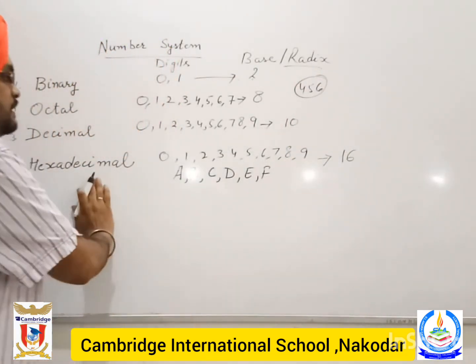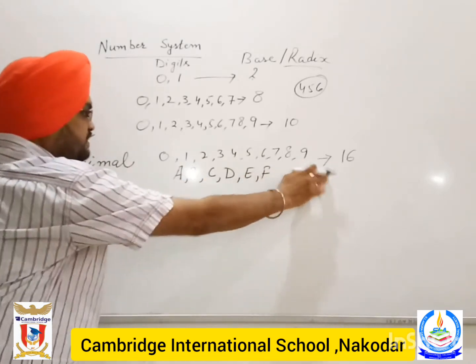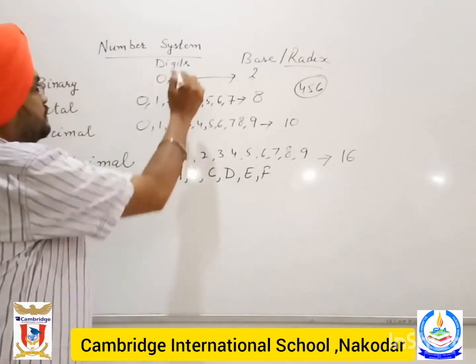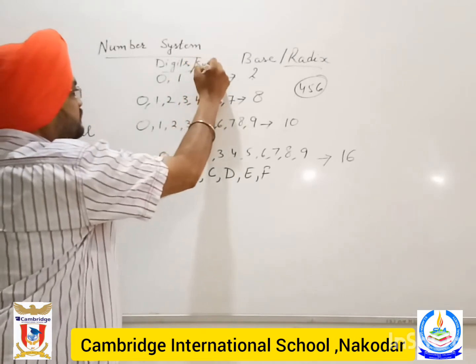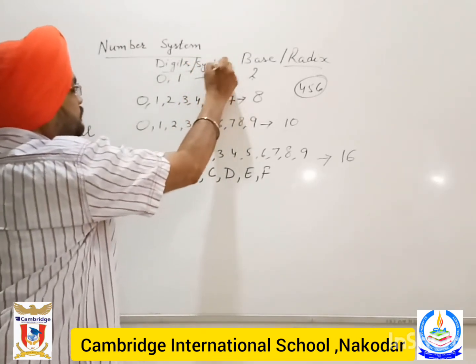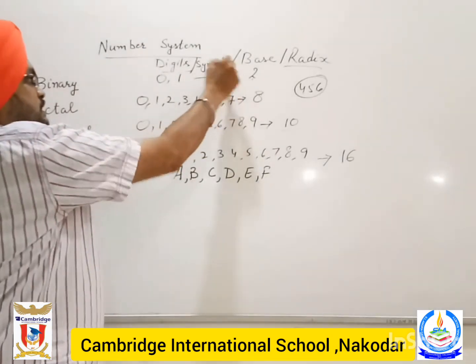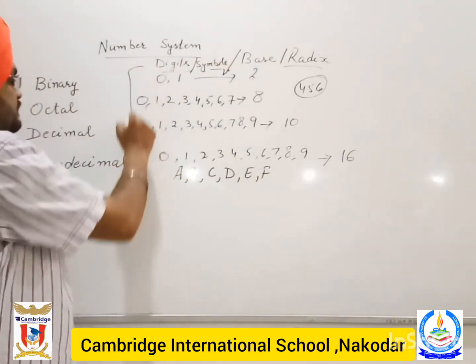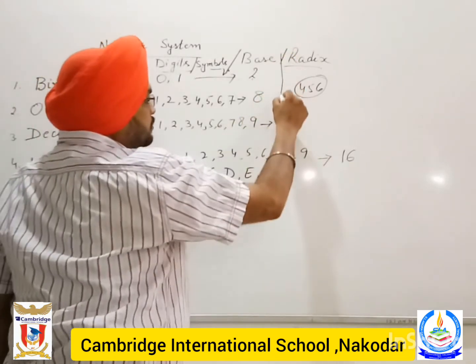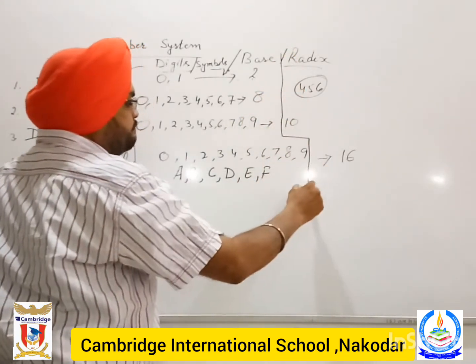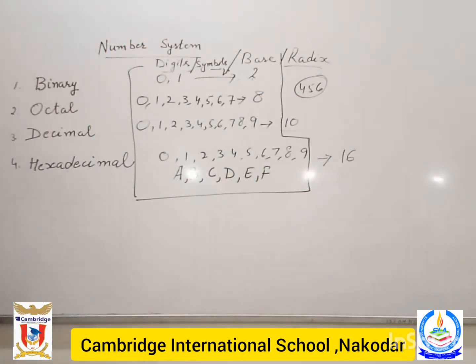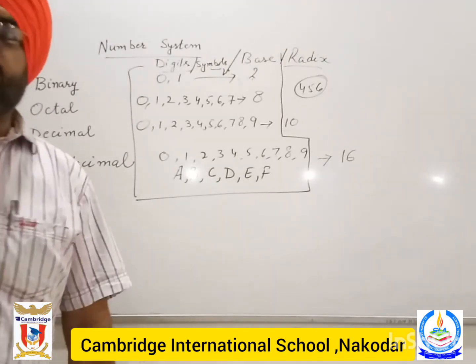Okay, so hexadecimal has base 16 and its digits, these are also called digits or symbols. You can call them symbols also. All of you will learn all these symbols and the base of each particular number system. Thank you.